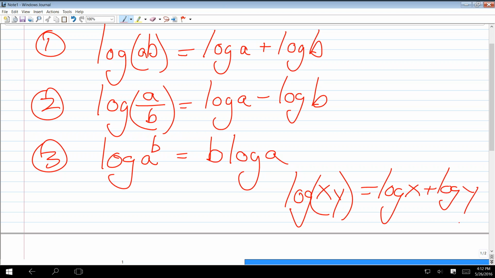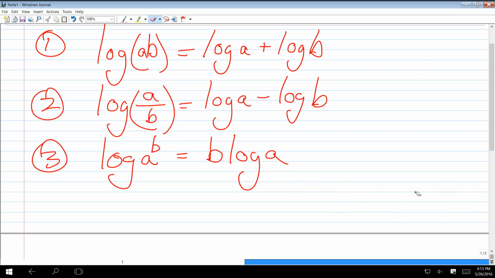And incidentally, these rules on logs only apply if you're talking same base. In other words, these three rules apply no matter what base is involved as long as it's the same. You can't say the log base 5 of AB equals the log base 7 of A plus log base 9 of B. You have to use the formula to get them to the same log.